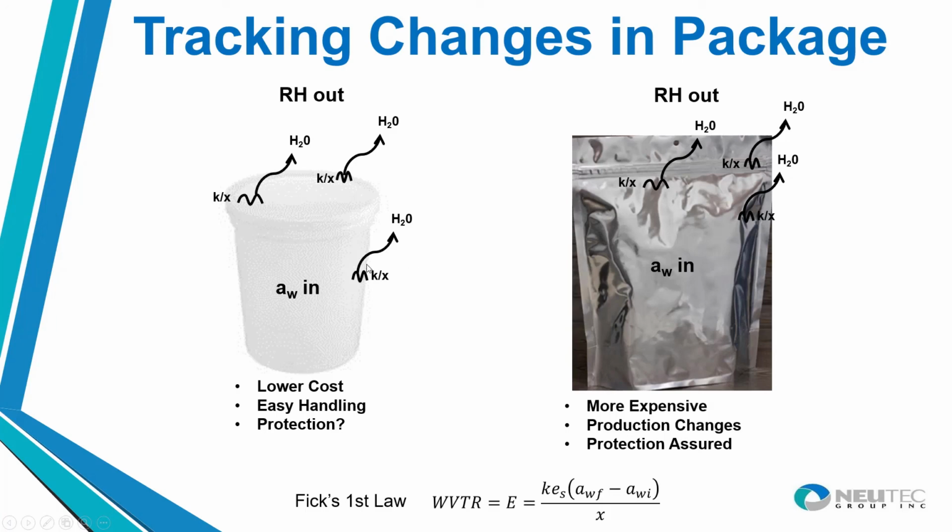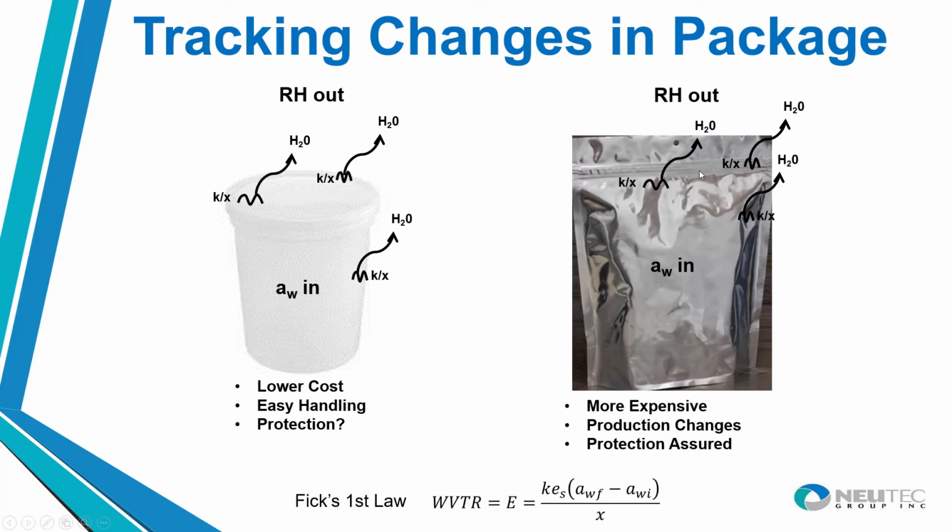If we know what that value is, we can use Fick's first law of diffusion to identify and even model what the change in water activity will be inside of this container over time, depending on what the outside relative humidity is. And we can do that for any type of packaging. So this foil lined one is going to be more expensive because the water vapor transmission rate is much lower. So it's much better for that, but it comes at a cost.